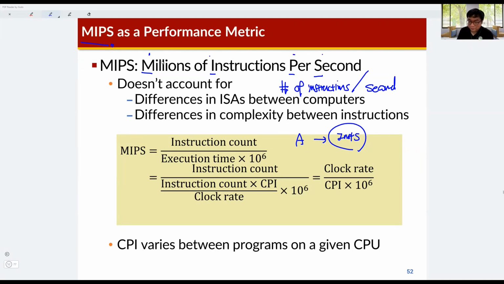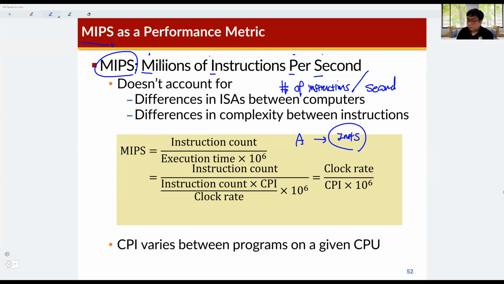So you need to remember that if we want to compare the performance of two different systems, first we need to measure the execution time. But MIPS just mentions the number of executed instructions per second, so it's slightly different. It is not exactly the execution time, right?